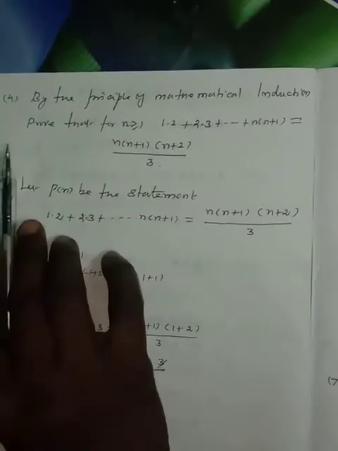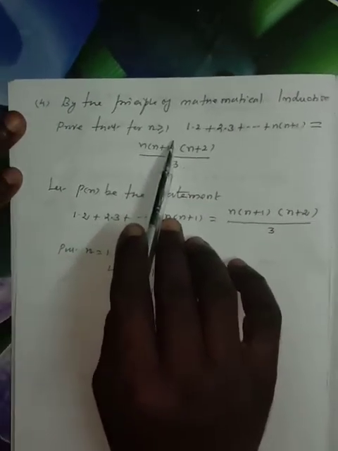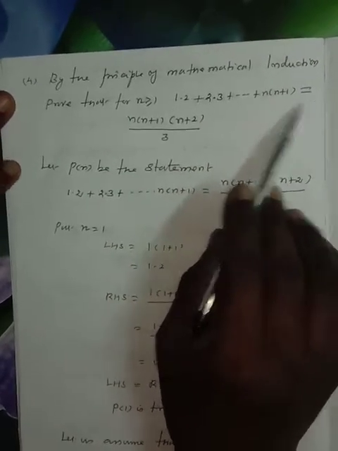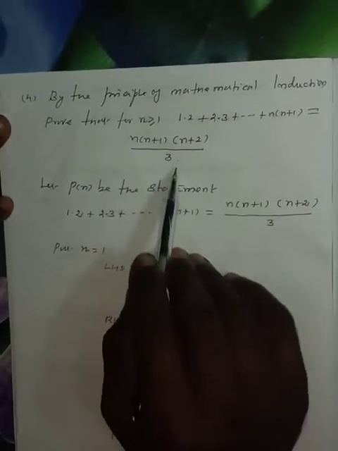Prove by the principle of mathematical induction that for n greater than or equal to 1, 1.2 plus 2.3 and so on to n dot n plus 1 is equal to n into n plus 1 into n plus 2 whole divided by 3.